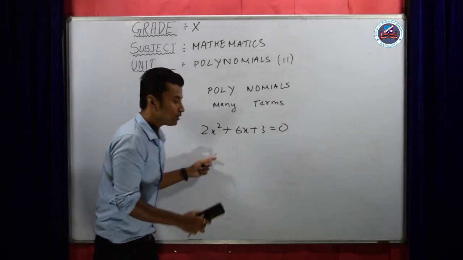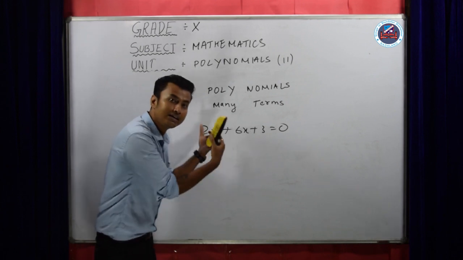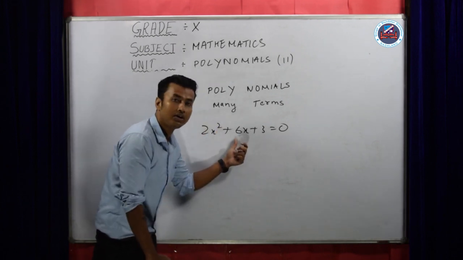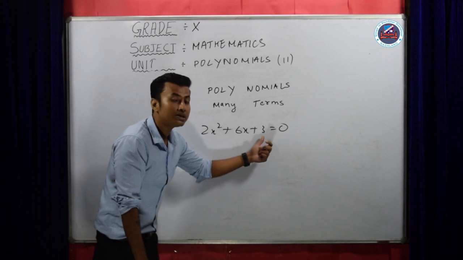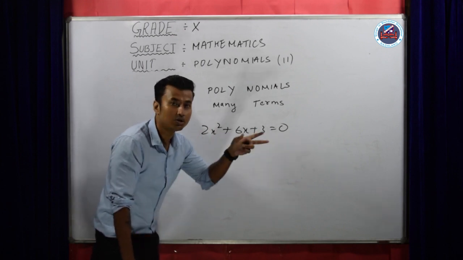In this equation, can you change the value of 2? No, you cannot change the value of 2. It's already written 2 over there. Can you change the value of 6? No. Can you change the value of 3? No. So these are constant terms. You cannot change those values.